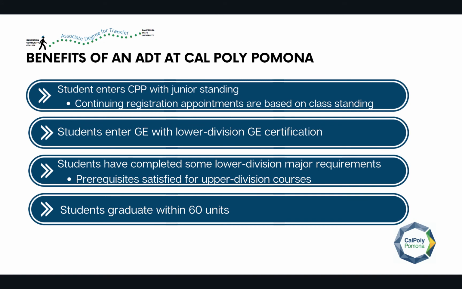And then with the ADT, you have a guarantee of graduating within 60 units. So because your advisors and your college know that you're coming in with that ADT, your plan is catered to keep you within that 60 unit mark. So you have that guarantee of finishing within those 2 years if that's what your plan is.